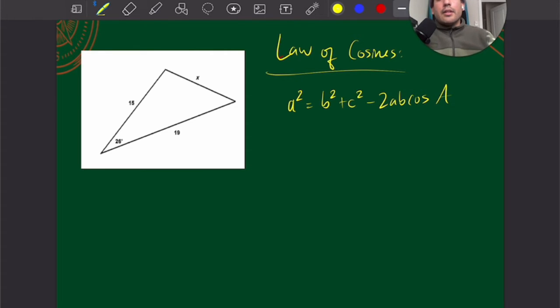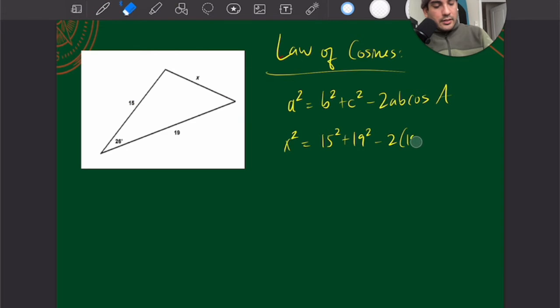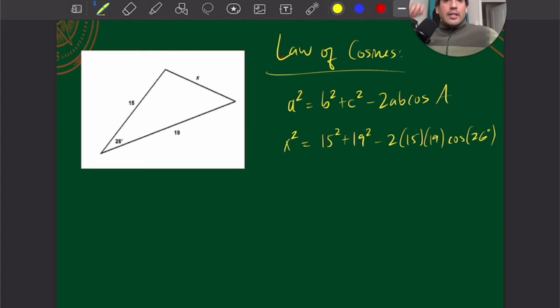Okay. Notice that technically they don't tell us which was a, b, and c, so I'm just going to decide that the x is going to be my a, and I'm going to decide that the b is going to be 15 and the c is going to be 19. So I'm going to go ahead and plug these values in. So I get x squared equals 15 squared plus 19 squared minus 2 times 19. Whoops. Technically it's 15, but if I wrote it wrong, it's not going to matter because multiplication is commutative. Okay.